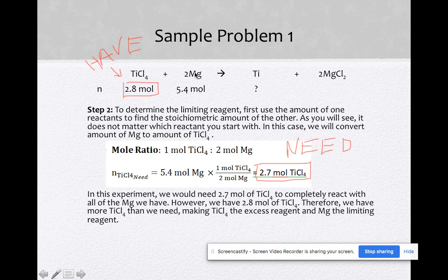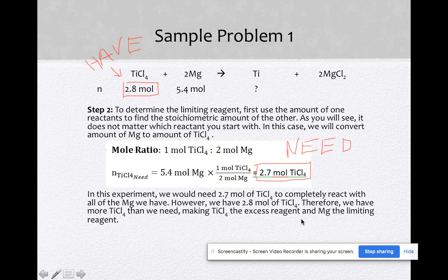Okay, so if we look here, in this experiment, we would need 2.7 moles of titanium chloride to completely react with all of the magnesium that we have. However, we have 2.8 moles of titanium chloride. Therefore, we have more titanium chloride than we need, making TiCl4 the excess reagent and magnesium the limiting reagent.